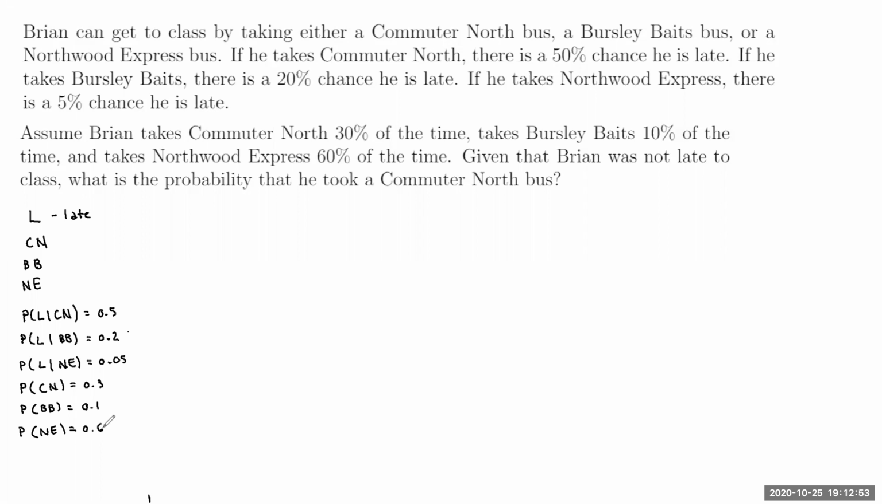So from these probabilities that are given, we have some conditional things, and we know that we want to find the probability that Brian was not late to class. Given that Brian was not late to class, what is the probability he took Commuter North? So we want to find P of CN given that he was not late. In this question, we have conditional probabilities, a good amount of them, and we know the probabilities of him taking the buses. So generally when we see something like that, we would think of using Bayes' theorem.